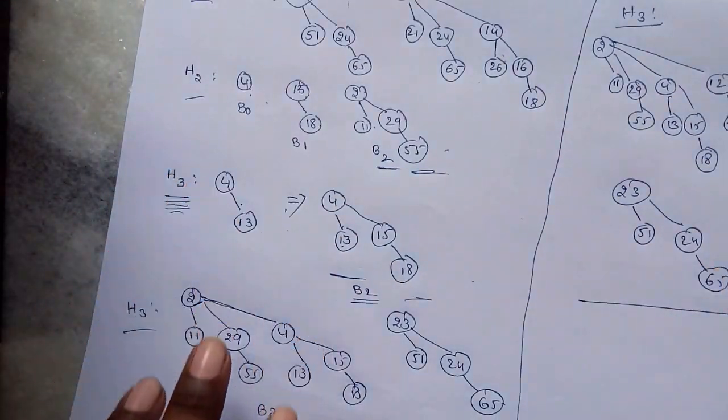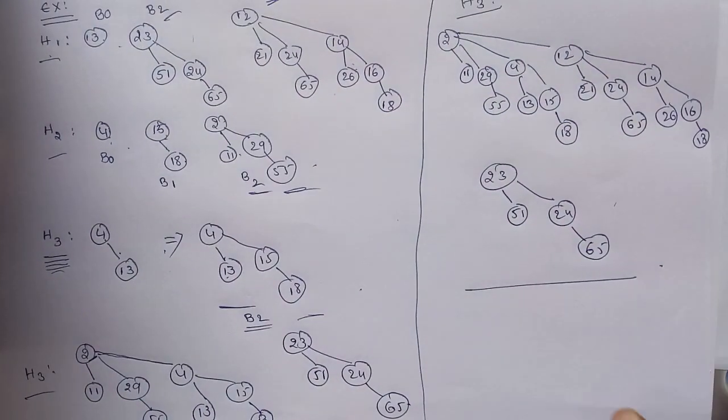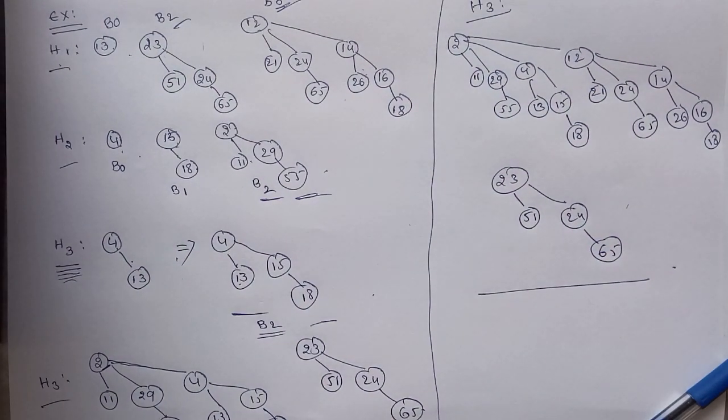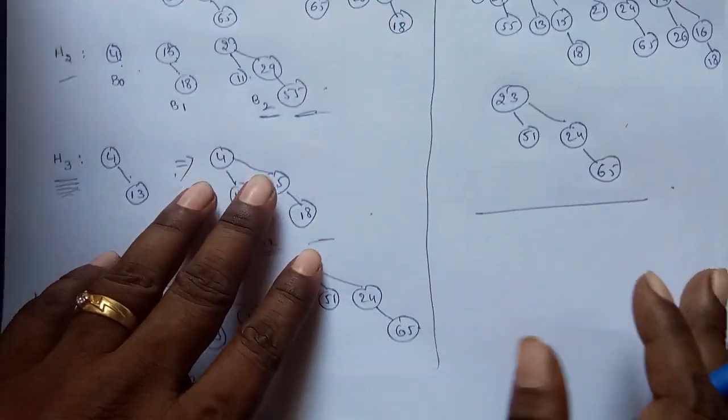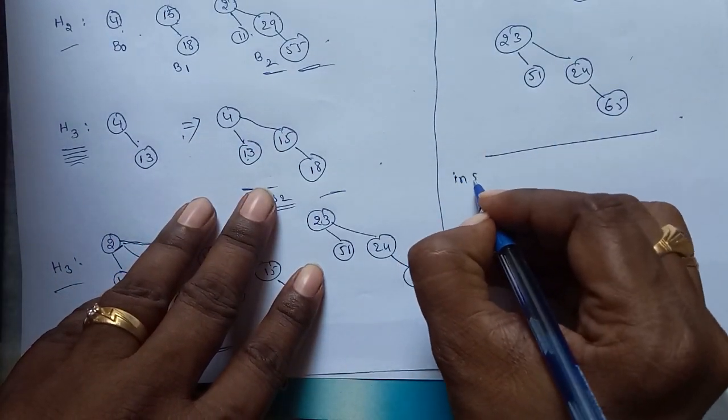So the procedure is very simple. At each and every stage, merge the same order trees. At each and every stage we have to use H3 also. That is a very, very important point. After the merge operation, the next operation is insertion. Insertion is almost similar to the merge operation.